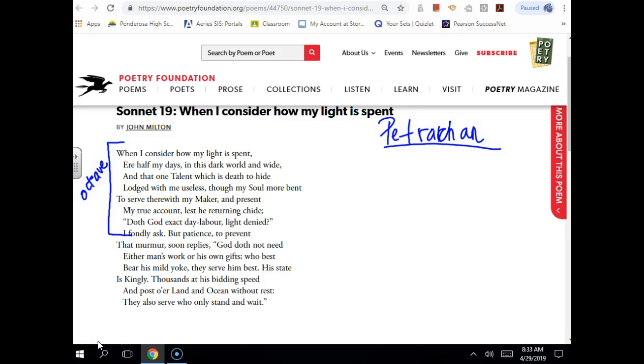So then what's the next 6 lines called? Sestet. Good. Okay. Let's look at the rhyme scheme. Haley, what is the first letter? First word. So what are we going to label it? A. Okay. Aiden, wide. Does that rhyme with spent? Does wide rhyme with spent?